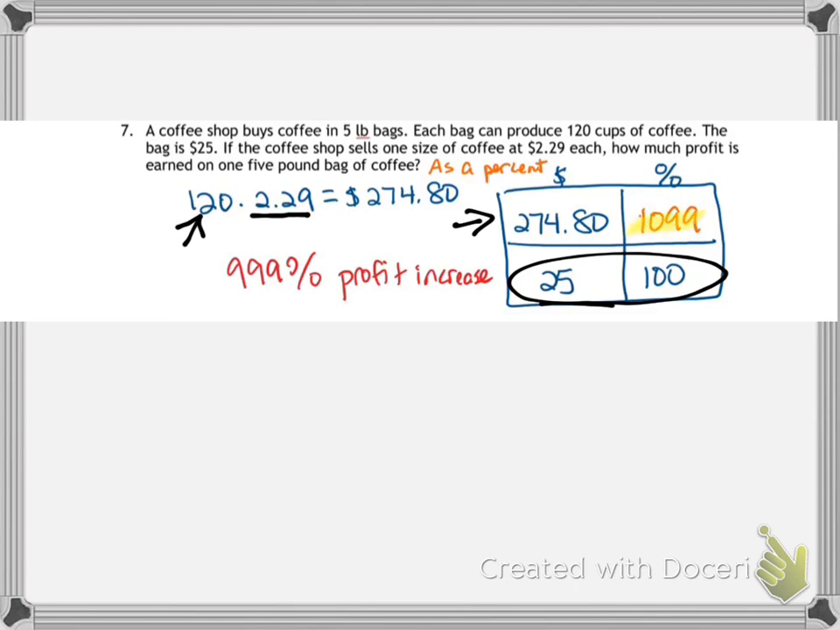Now remember, that's not my final answer because I need to subtract 100 from the end because the coffee shop did pay $25 for the coffee. It was not for free. $1,099 minus 100, my final answer is a 999% profit increase. This is how much the coffee houses typically make. It may not be this extreme, but they mark up their coffee substantially.